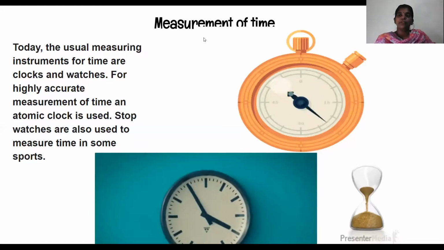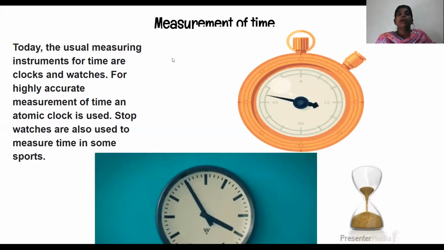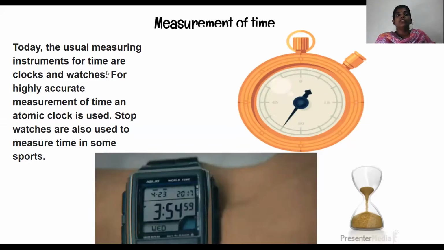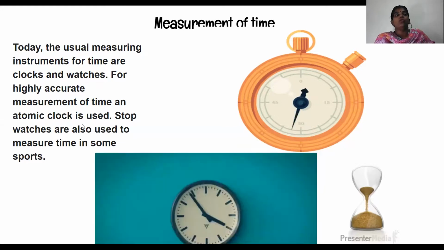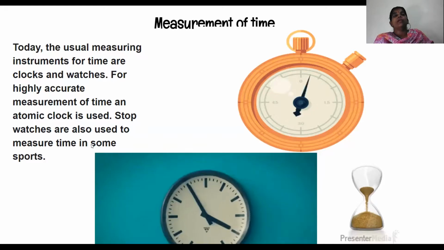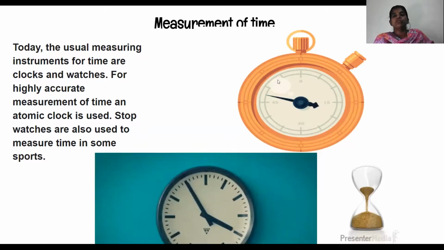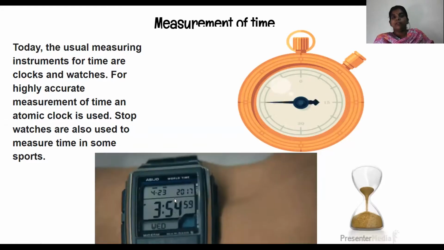Next comes measurement of time. Here you can see some measurement of time. Today, we usually measure time with instruments like a clock, right? For measuring time we use clocks and watches. For highly accurate measurement of time, an atomic clock is used. Stopwatches are also used to measure time in some sports. You would have seen stopwatches like this. This is called a stopwatch. And nowadays we use these types of clocks and watches for measuring time.